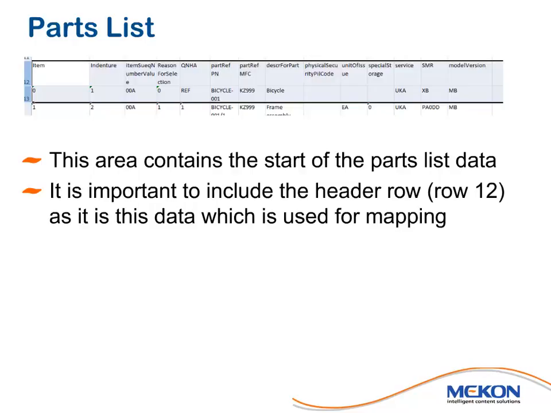This is now the fourth and last area of the spreadsheet. As you can see, it contains a row which contains column titles, and this is the actual parts data itself. And underneath this is as many lines as are required for the actual parts list itself. So you just identify the actual columns themselves.